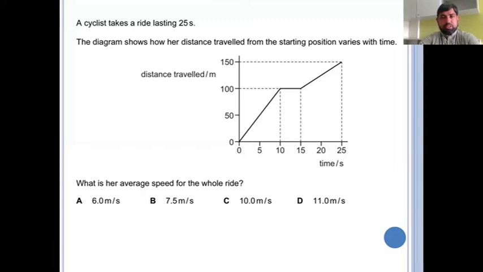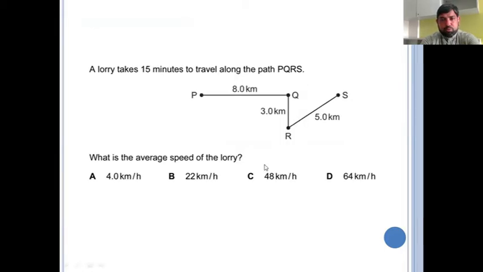Okay. A cyclist takes a ride lasting 25 seconds. The diagram shows her distance traveled from the starting position varies with time. What is the average speed of the whole ride? That graph shows a 25 second journey and the total distance covered is 150 meters. So total distance covered upon total time will give you, I guess, 6 meters per second of speed.